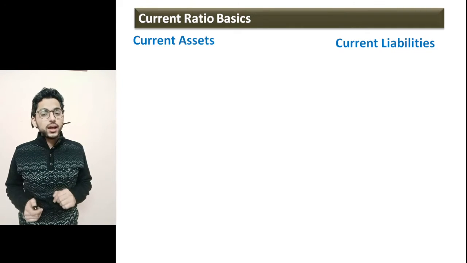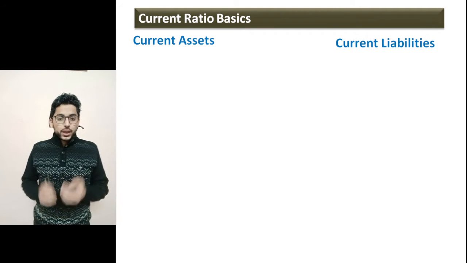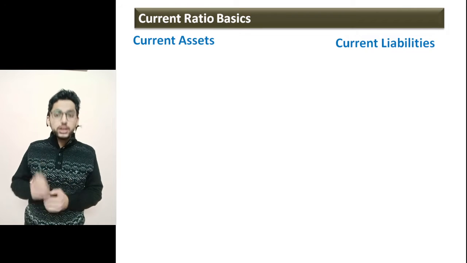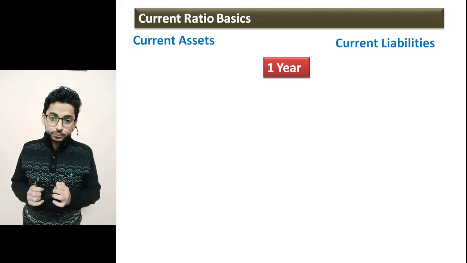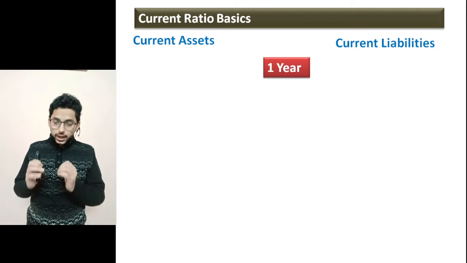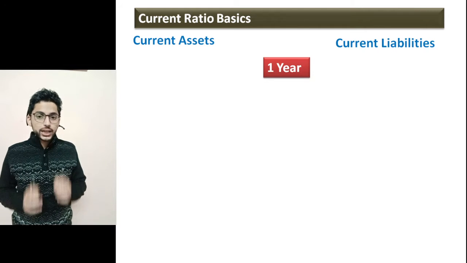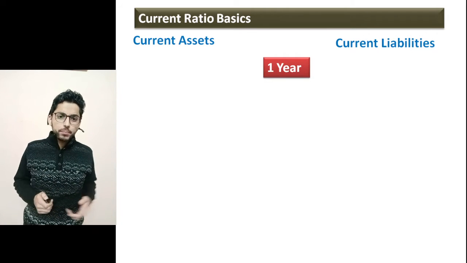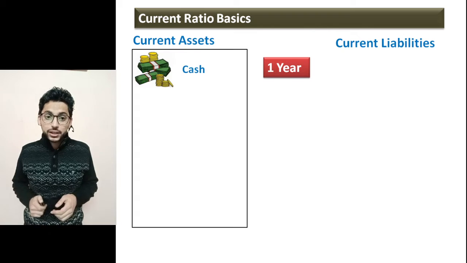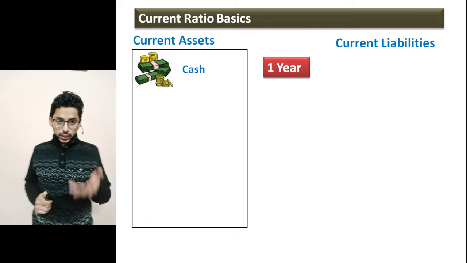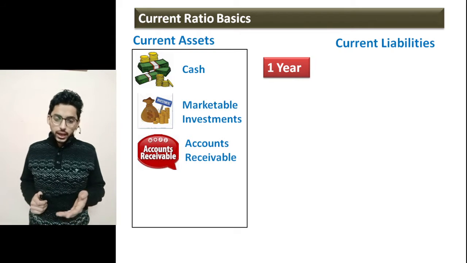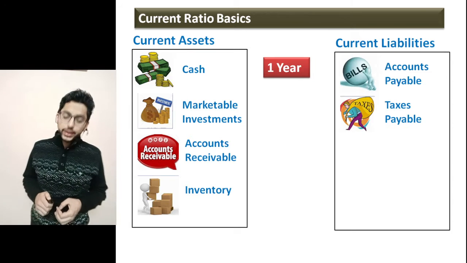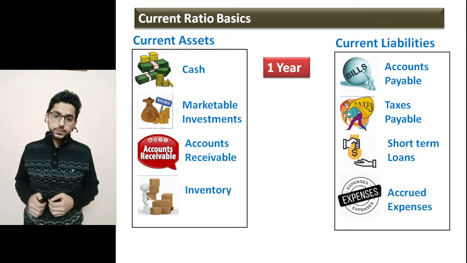What are these items? If we talk about an organization, current assets are those assets which an organization is expecting to realize within the next 1 year or its operating cycle. Similarly, current liabilities are those liabilities which an organization is expecting to pay off within 1 year or its operating cycle. So let's take some general examples of what is included in current assets and current liabilities. Current assets typically might include cash, marketable investments, accounts receivable, inventory. On the other hand, current liabilities might include accounts payable, taxes payable, short-term loans, and accrued expenses.